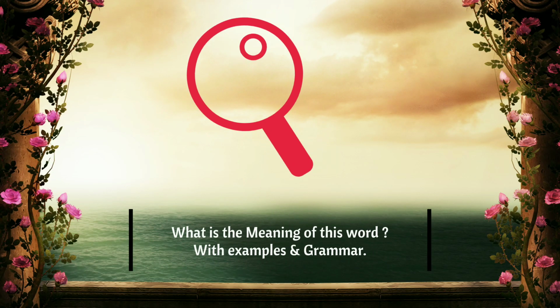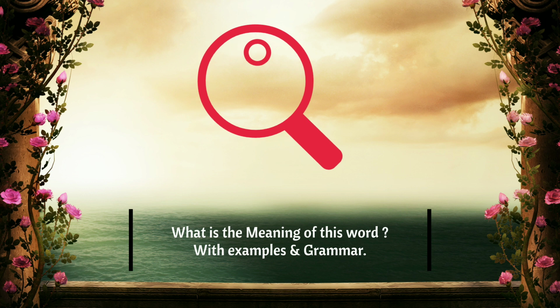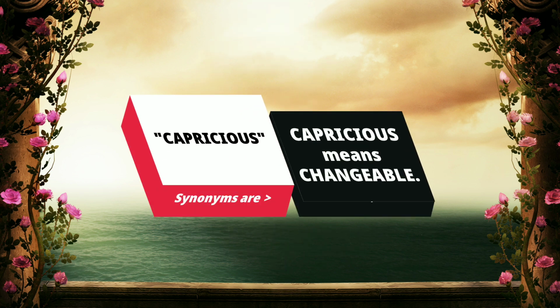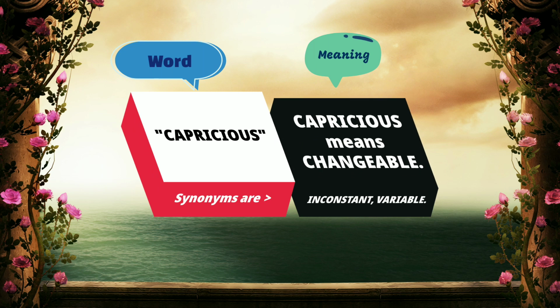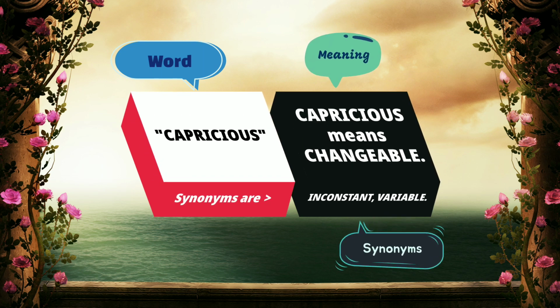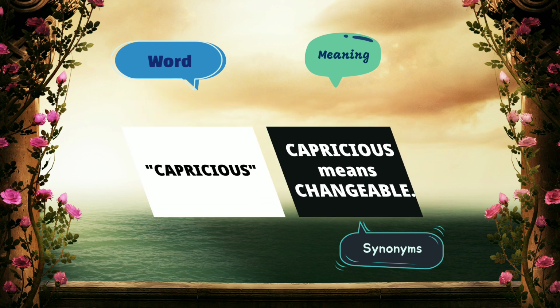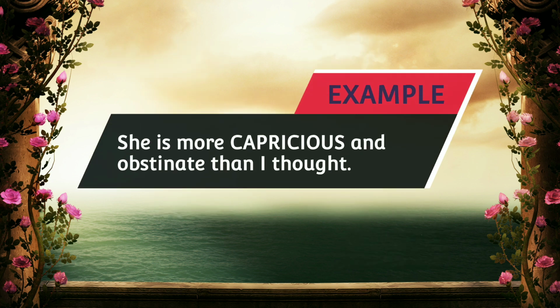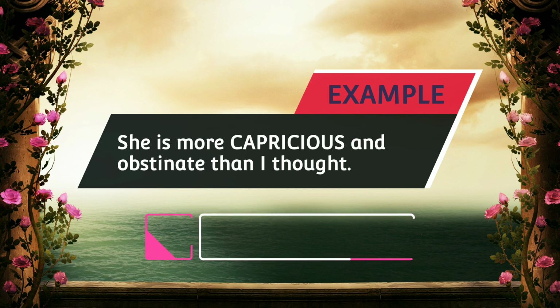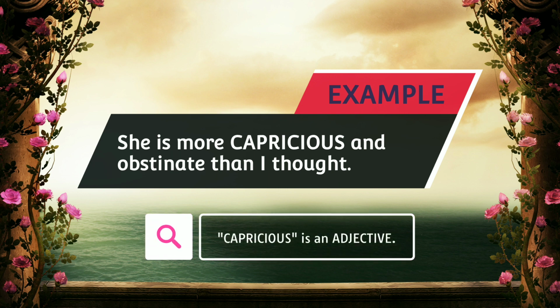Today we're going to look at the meaning of this word and an example with grammar. The word is capricious. Capricious means changeable. Synonyms of capricious are inconstant, variable. Example: She is more capricious and obstinate than I thought.